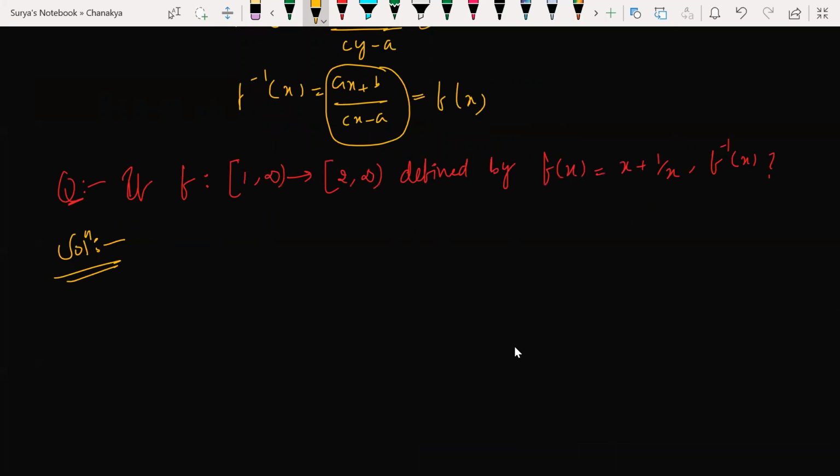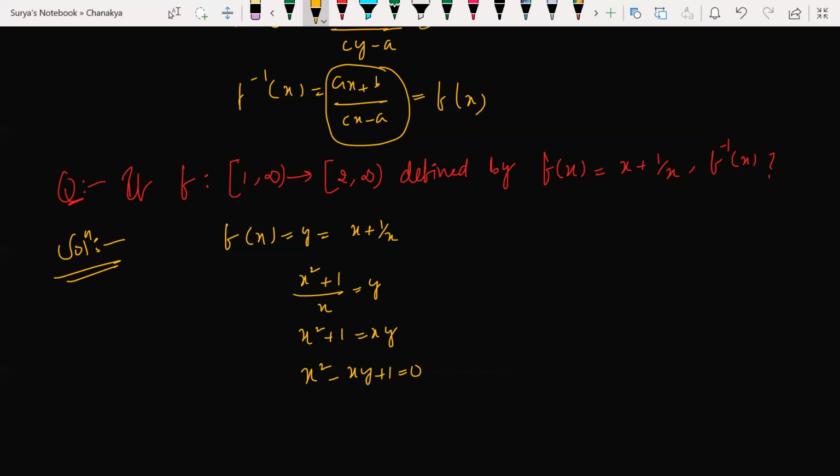So look at this. f of x is equal to y. So what is y here? f(x) = y = x + 1/x. Clear? Then how do you write x in terms of y? x² + 1 = xy, so x² - xy + 1 = 0.